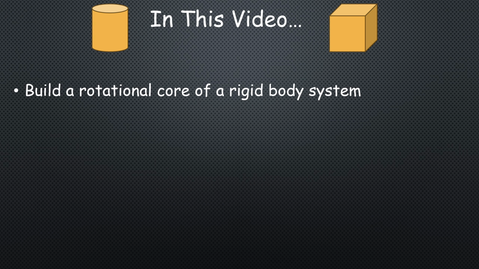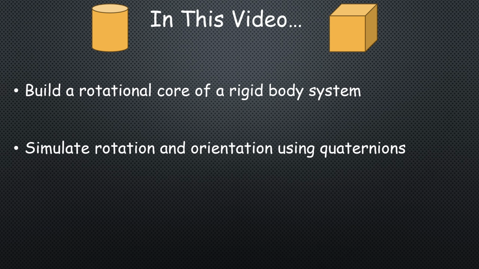In this video, we're going to build the rotational core of a real rigid body system. By the end, you'll have a minimal but fully functional physics engine component that can simulate rotation and orientation using quaternions.